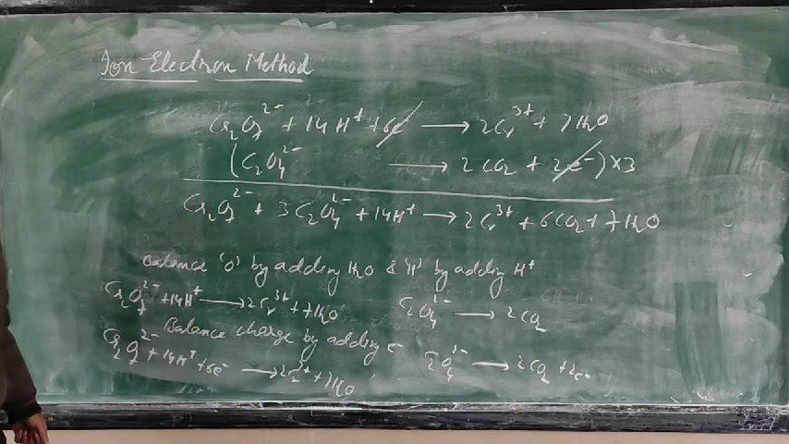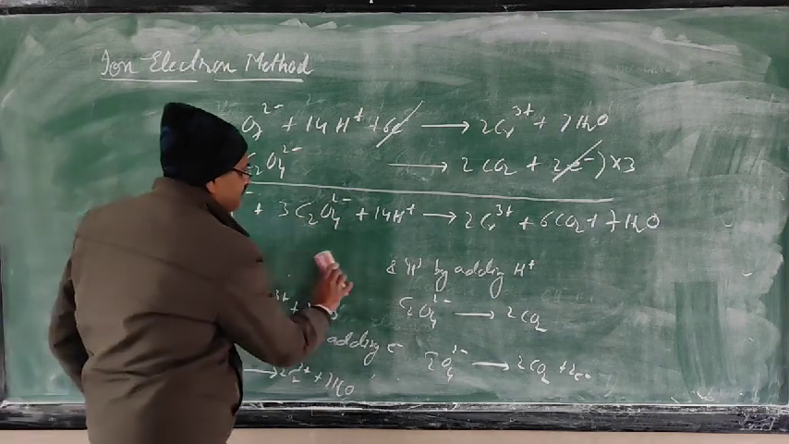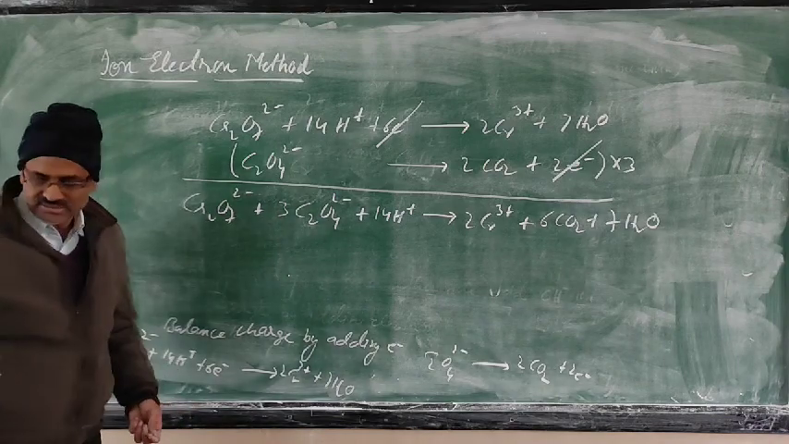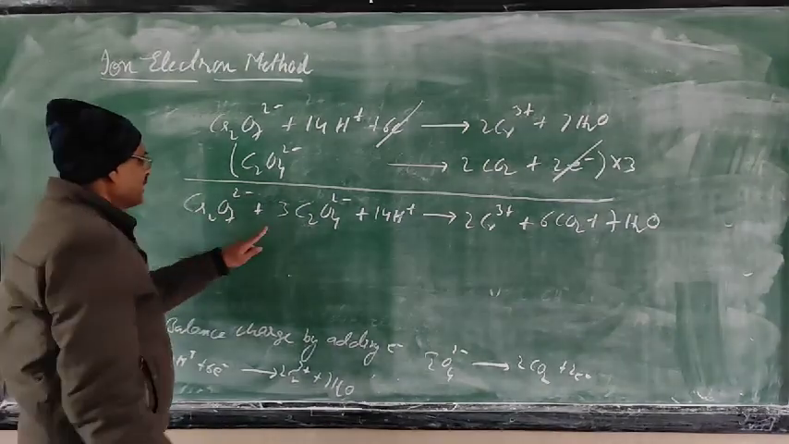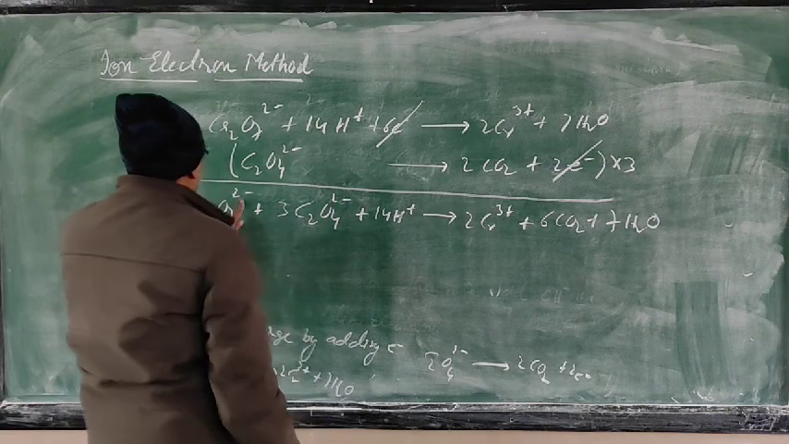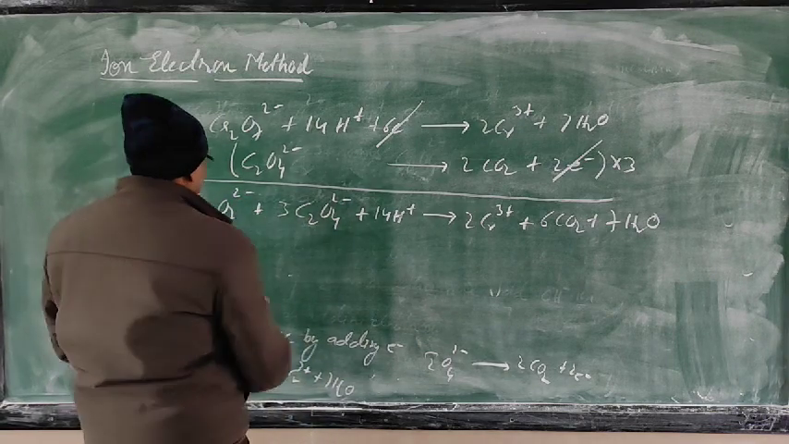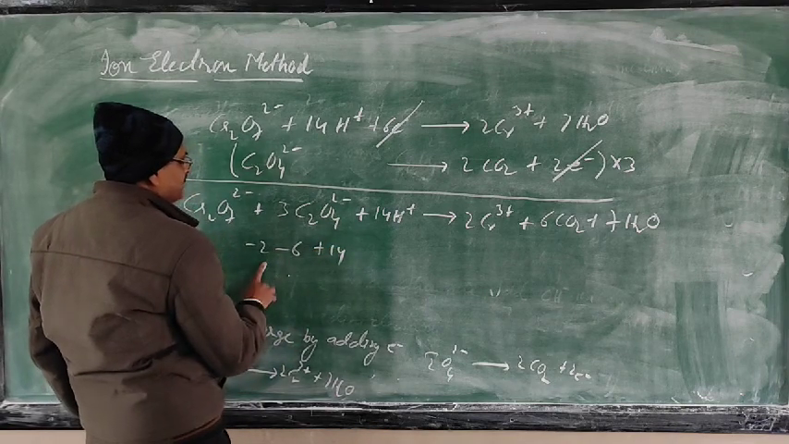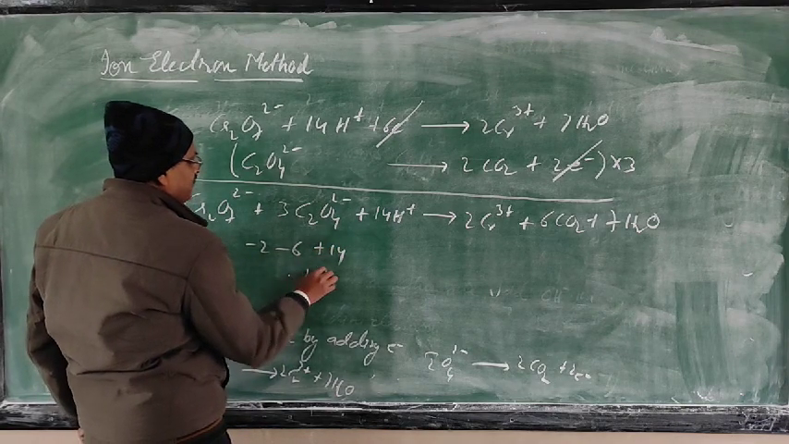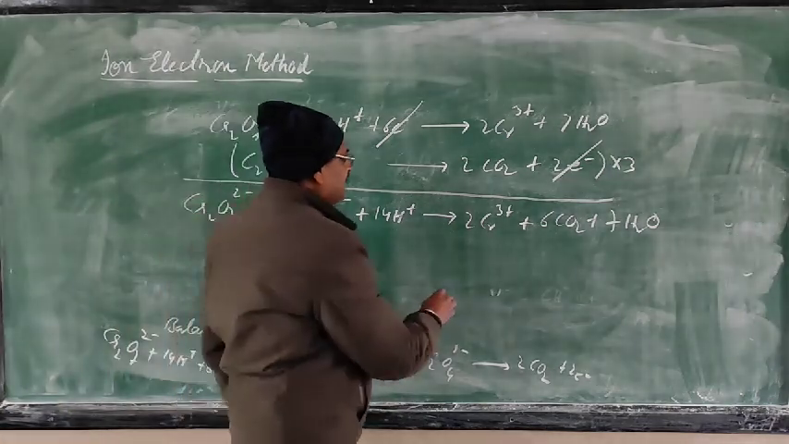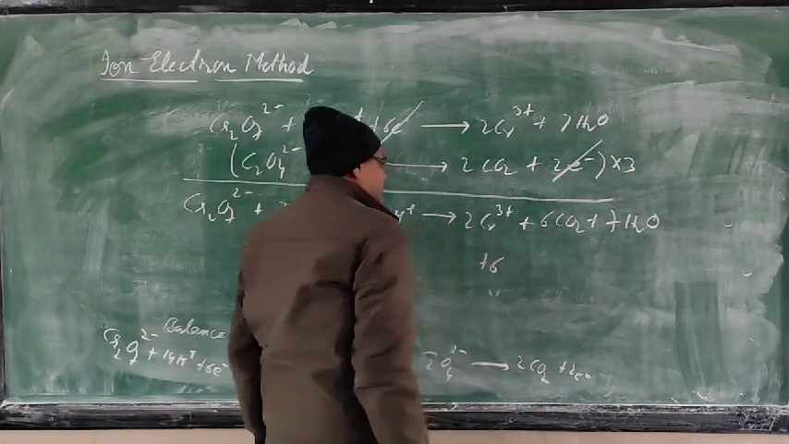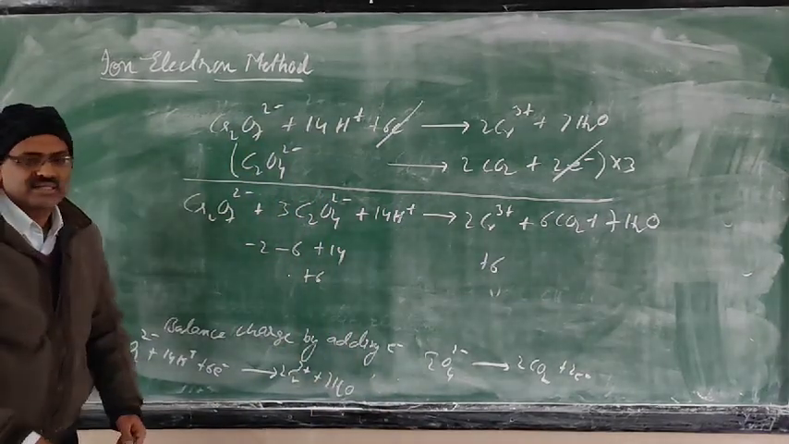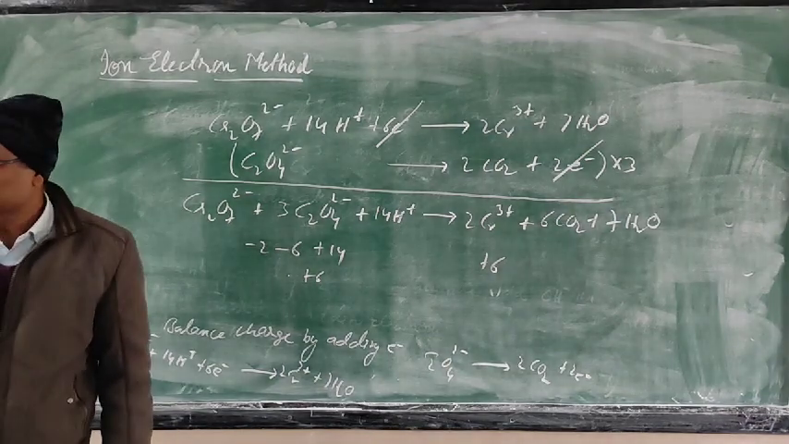You can check it. The charge must be balanced if it is correct. So let's see how many charges we get here: 3 times 2 is 6, and minus 2, minus 6, plus 14. How much will you get? That is 8 on this side. On the other side you can count 3 times 2, so 6 plus 2 is 8. So the charges are balanced and this equation is correct. By this way you can balance the equation. This one we have taken in acidic medium.